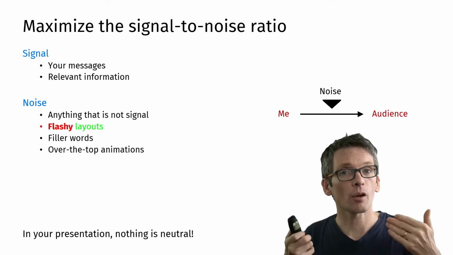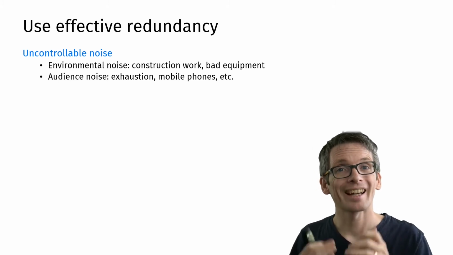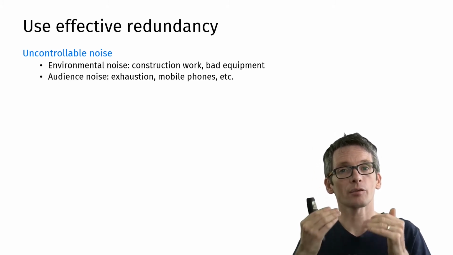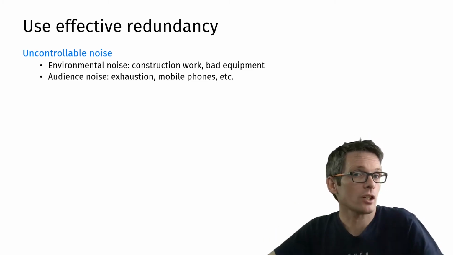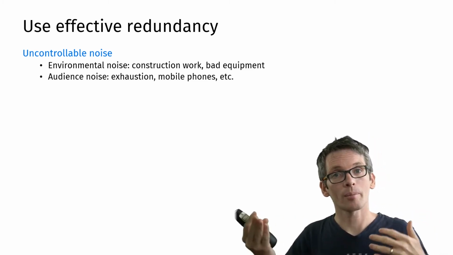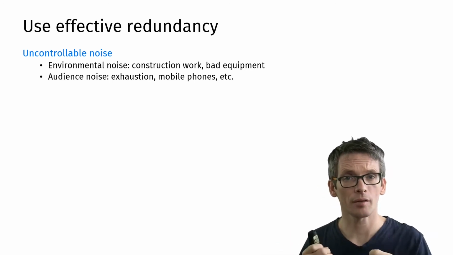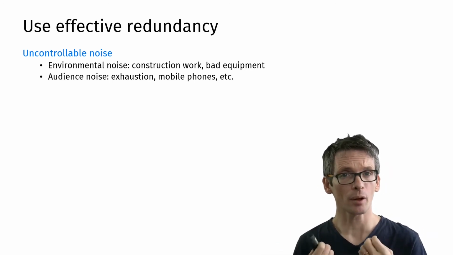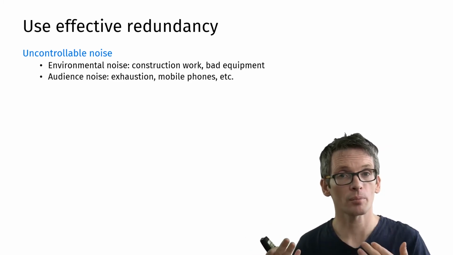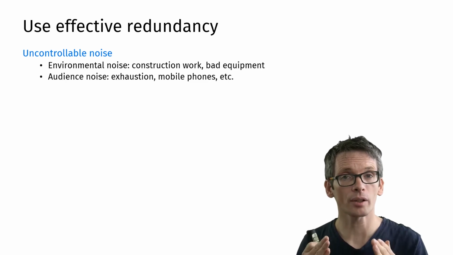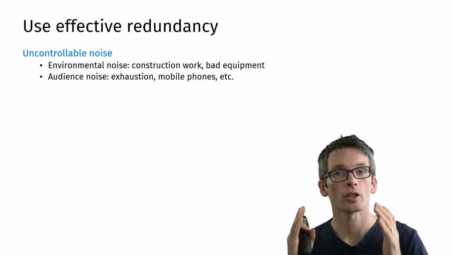So can we get rid of all noise? No. And for that, we have the third law, and that is use effective redundancy. We can't avoid all noise. Some noise actually is not under our control, so we might not be able to fully control the lighting. Also, there's the audience itself. So for instance, when I come to your talk, I might be very interested, but possibly I'm still distracted from my previous meeting. What can you do about it? Boost your signal. Send it on all channels.